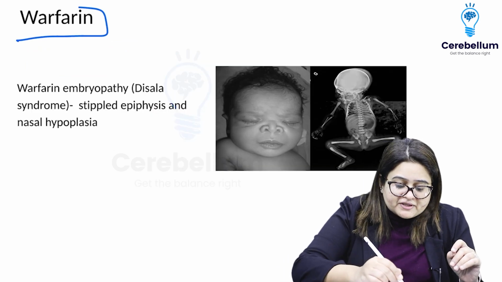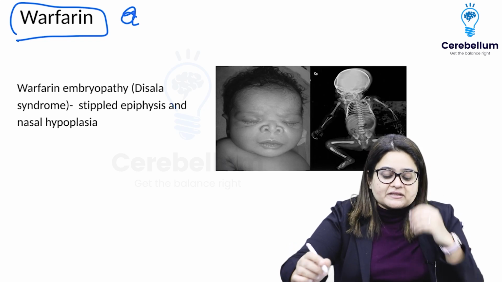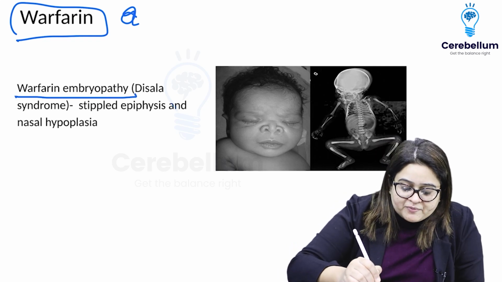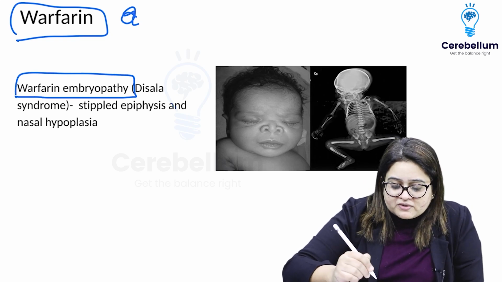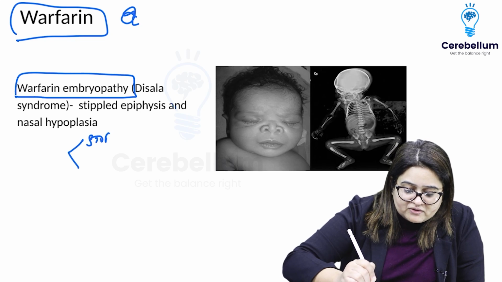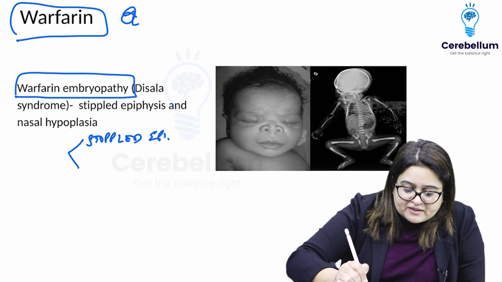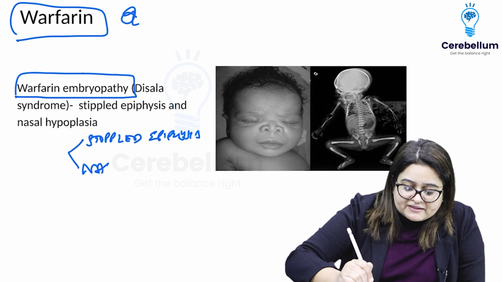Warfarin, again a very commonly asked question. Warfarin basically causes warfarin embryopathy. It is also called Dysala syndrome. And what are the characteristic findings? Two things. You have stippling of the epiphysis, so stippled epiphysis, skeletal abnormalities, and nasal hypoplasia.